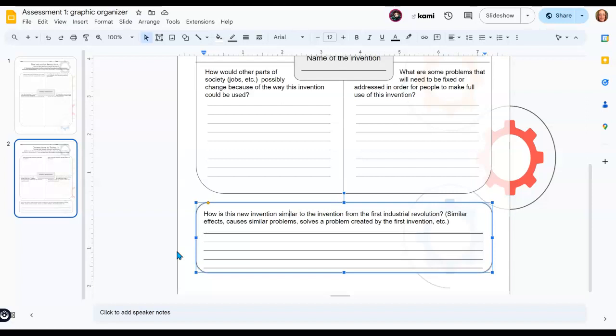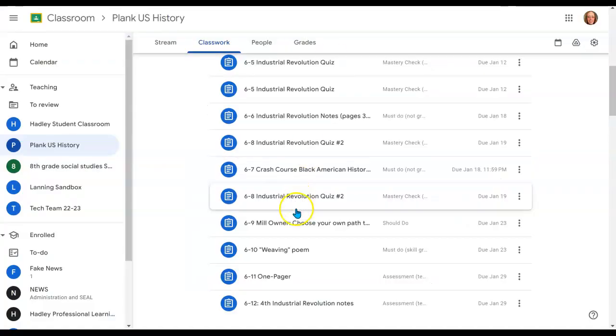You could also look at it from a jobs perspective. You can look at who is working in factories, who's going to have a job or not have a job related to automobiles now. All of those are options. So you are then going to go back and finish up 6-11 if you finish that today.